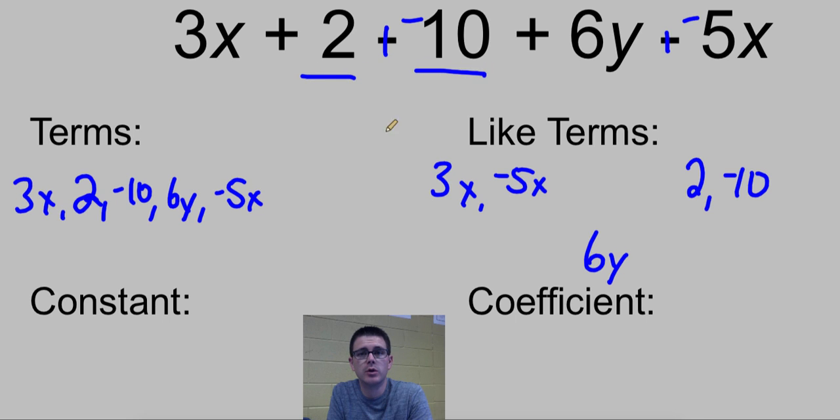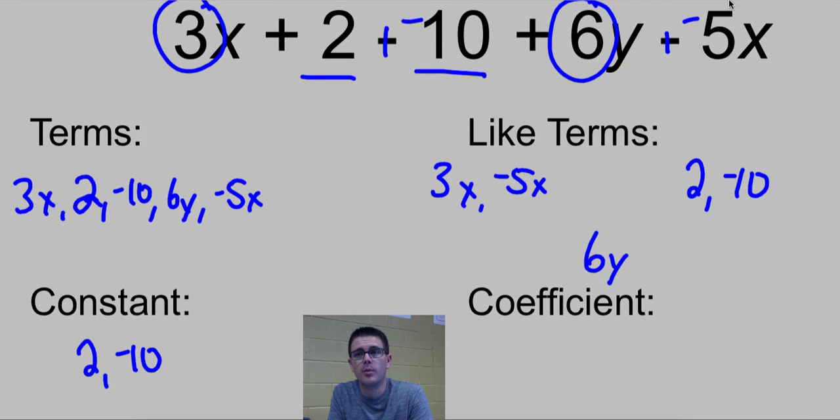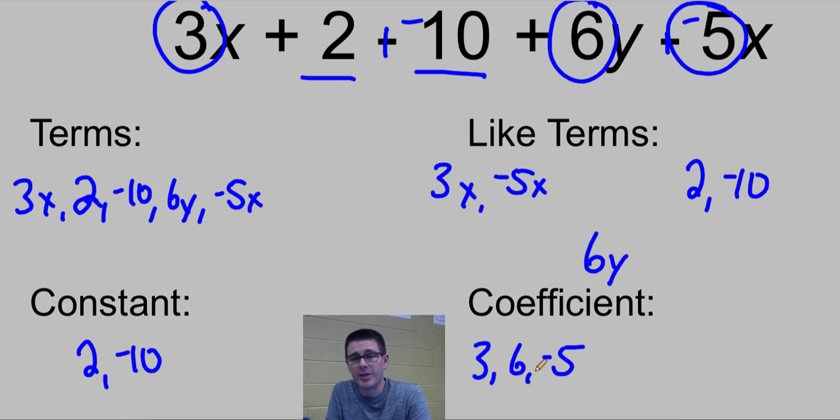That's my 2 and my -10. My coefficients are the numbers in front of my variables. So that would be my 3, my 6, and my -5. So 3, 6, and -5. Notice I didn't write the variables with them. I just wrote the numbers by themselves.